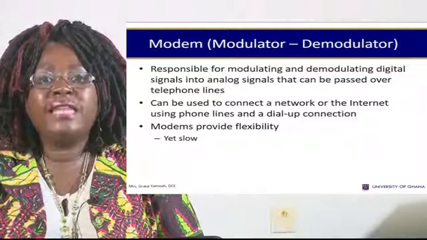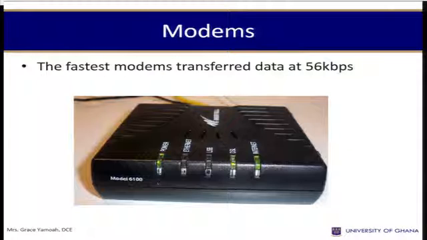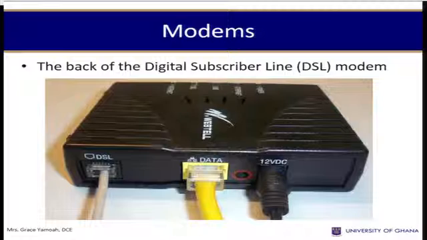It can be used to connect a network or the internet using phone lines and a dial-up connection. Modems provide flexibility, but it is a slow setup. This is a typical modem. The fastest modem transfers data at 56 kilobits per second. And this is the back of the digital subscriber line, or DSL, modem.